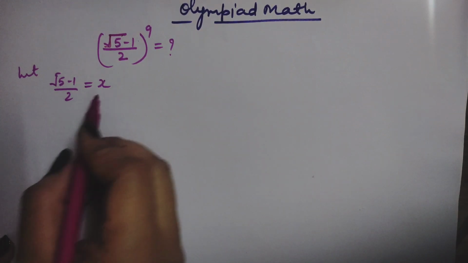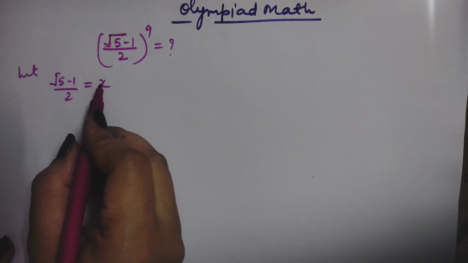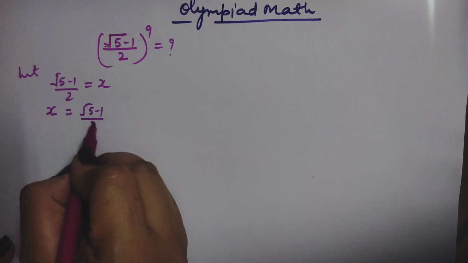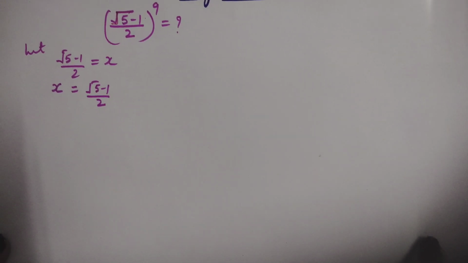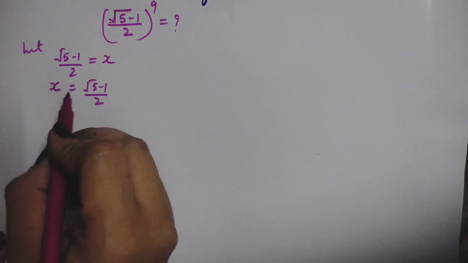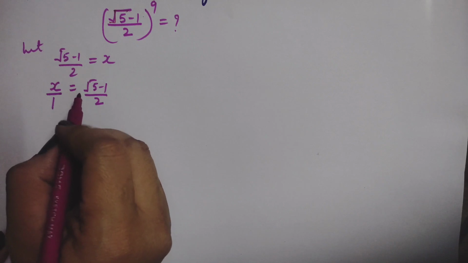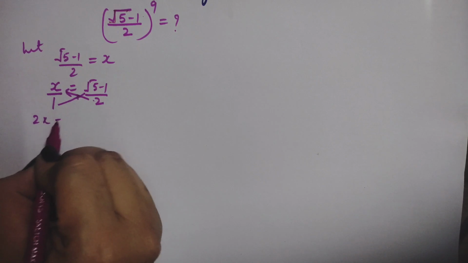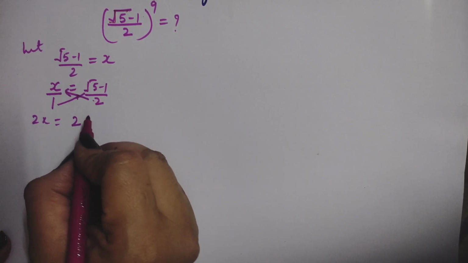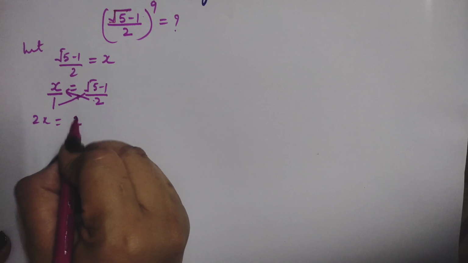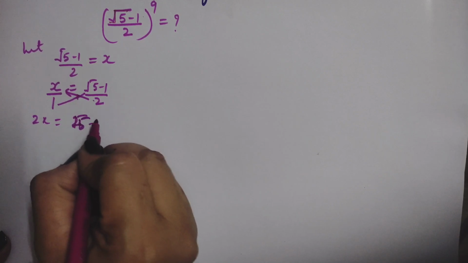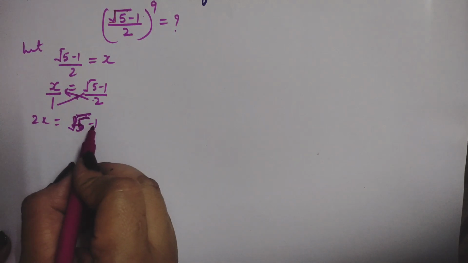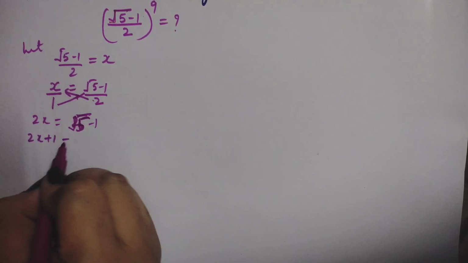Now we will exchange the position of the left hand side and right hand side. Since the denominator is 2, we do the cross multiplication: 2 into x is 2x, equal to root 5 minus 1. Now this 1 goes to the left hand side, so 2x plus 1 equals root 5.